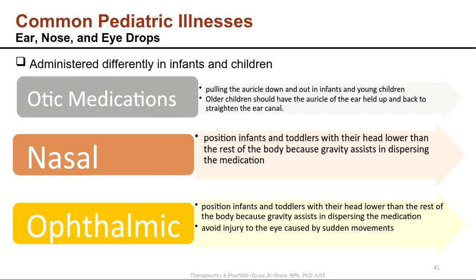Number two, nasal medications. For nasal medications, you need to position the infant or the toddler with their head lower than the rest of the body. Think about gravity. The best way is to put the child on a bed and let the head hang below the level of the body. Then you can instill the drops. This will help disperse the medication and get better absorption into the nasal cavity.